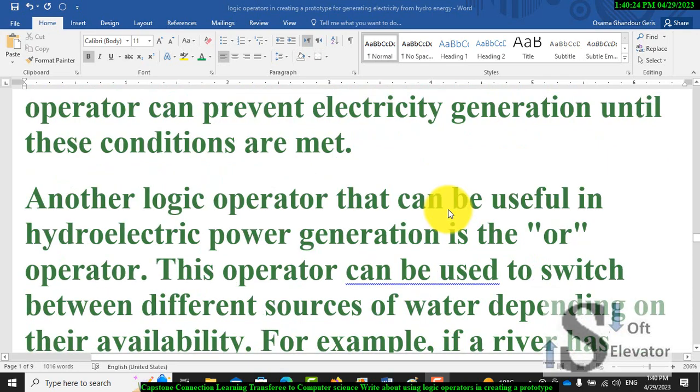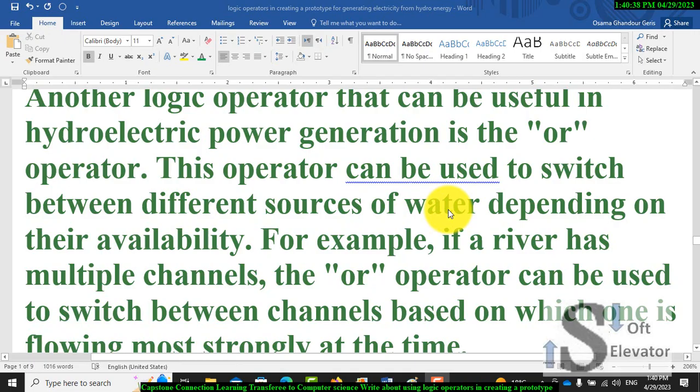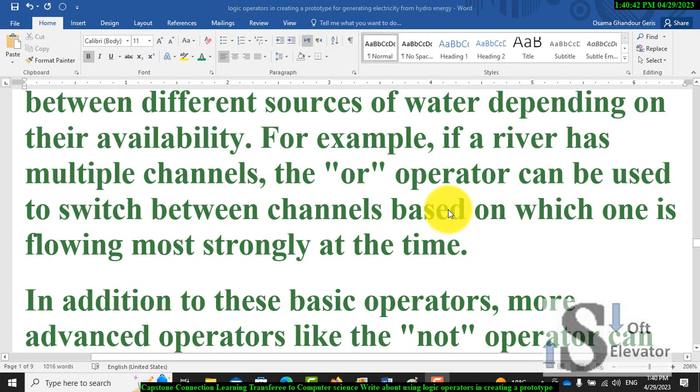Another logic operator that can be useful in hydraulic power generation is the OR operator. This operator can be used to switch between different sources of water depending on their availability. For example, if a river has multiple channels, the OR operator can be used to switch between channels based on which one is flowing most strongly at the time.